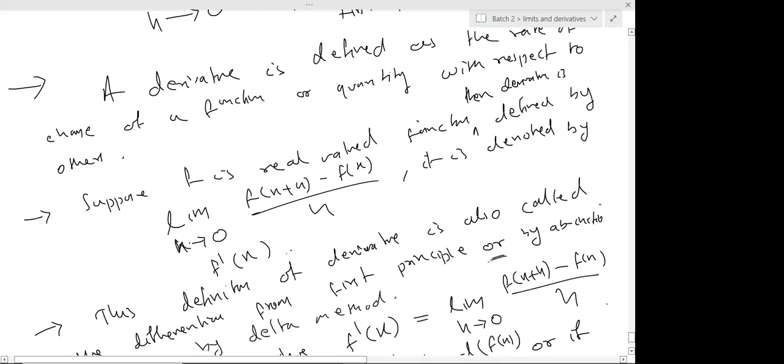This is or by ab initio. All right, ab initio.